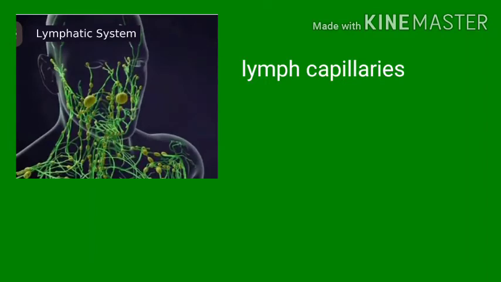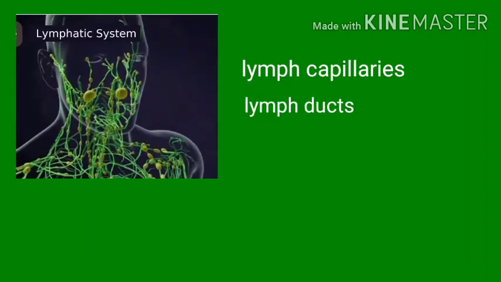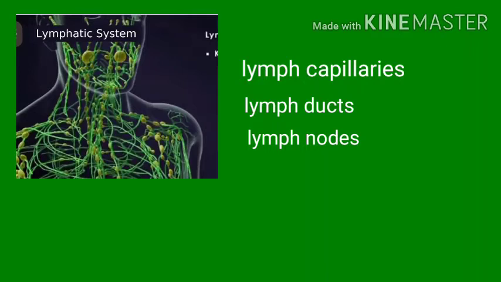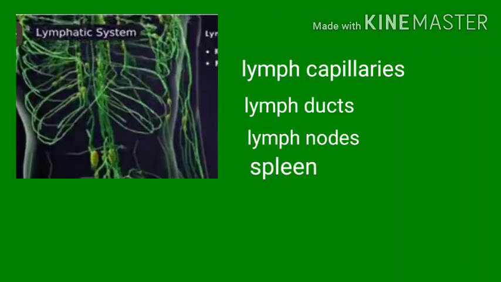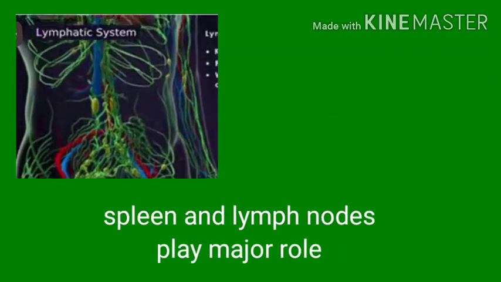Now we will have a detailed study about the lymphatic system. Similar to the blood circulatory system, there is another system which helps in transportation of nutrients, that is the lymphatic system. The lymphatic system consists of lymph capillaries, lymph ducts, lymph nodes and the spleen. The spleen and lymph nodes play a major role in defending against disease-causing germs.